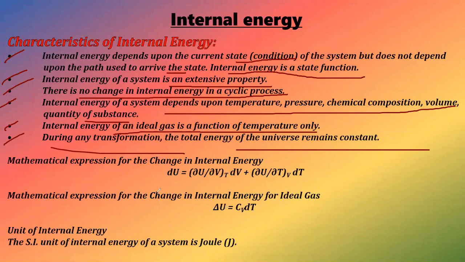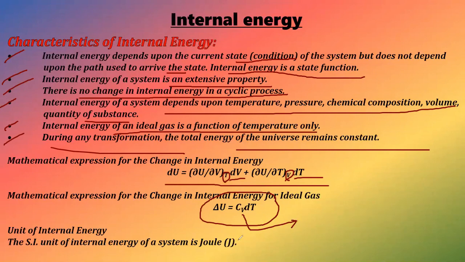Now we have the mathematical expression. You can see this is actually a partial derivative, right? Either you know it or you will know it. dU is equal to (dU/dT) dT plus (dU/dV) dV. See here what happens: basically one thing is kept constant and the other is differentiated. You can see here T is kept constant and V is differentiated. Next, V is kept constant and T is differentiated. Also we can write it this way, delta U equals Cv dT, where Cv is nothing but the heat capacity at constant volume. The SI unit of internal energy is joule, right? So that's how it is.